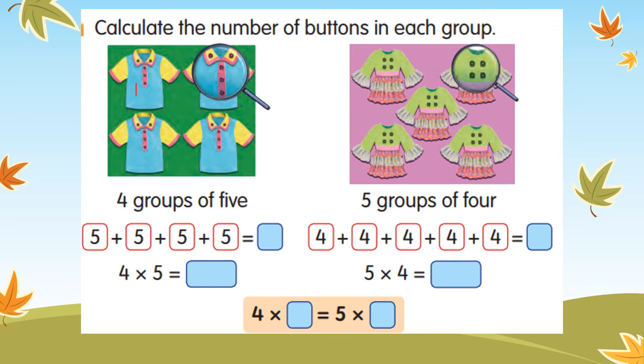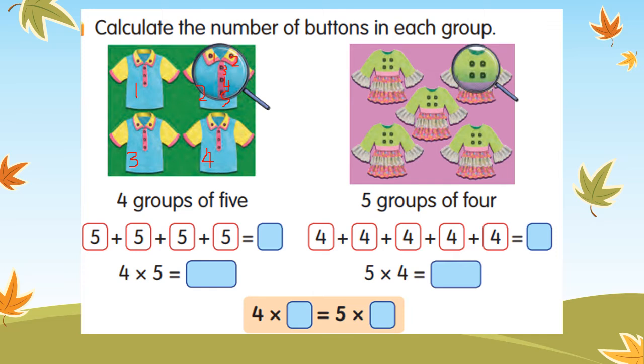Okay, let's count. 1, 2, 3, 4. There are 4 groups. Okay, 4 groups of how many buttons? Berapa butang untuk satu kumpulan? Sehelai baju, berapa butang? Okay, look at the picture yang besar dekat sini. Okay, let's count. 1, 2, 3, 4, 5. So, ada 5 buttons in one group.